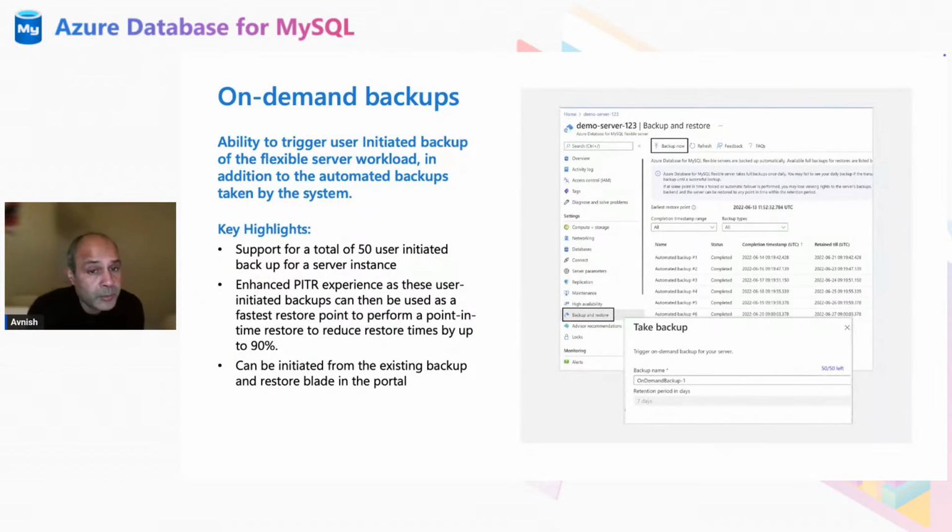Now, on-demand backups, as I mentioned, are typically the rollback strategy for many customers, whether it's application patches or database schema changes. We support up to 50 user-initiated backups. The retention period is the same as auto backups. With on-demand backups, we have seen that restore time is up to 90% faster than the auto backups. We have made multiple improvements in our restore, so restore itself is very, very fast now, and 1 terabyte doesn't take more than a few minutes.